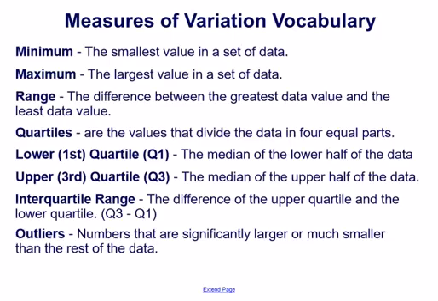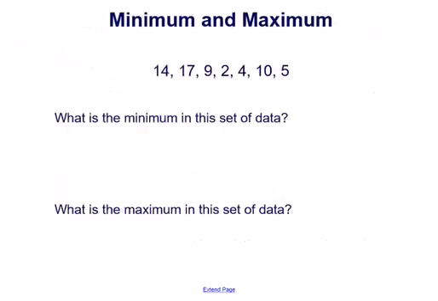So let's start to look at these measures of variation given a data set. We have our data set here: 14, 17, 9, 2, 4, 10, and 5. First, let's try calculating the minimum and maximum values. What is the minimum in this set of data? Remember, the minimum is the smallest value in a set of data, so you're looking for the smallest number in the list. Here our smallest number is 2.